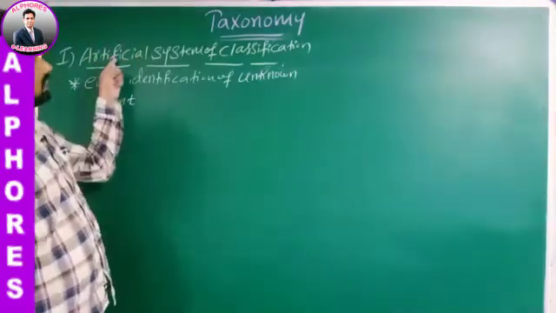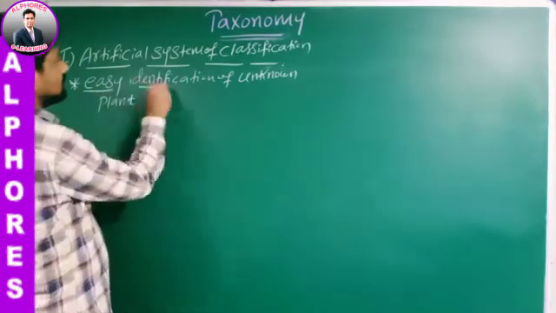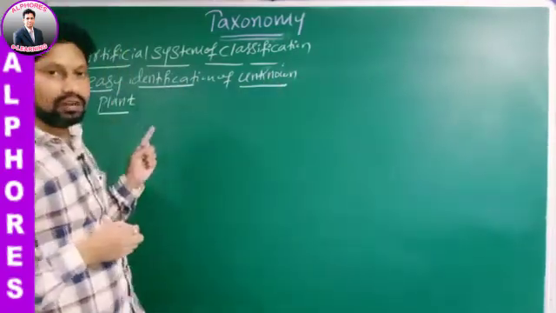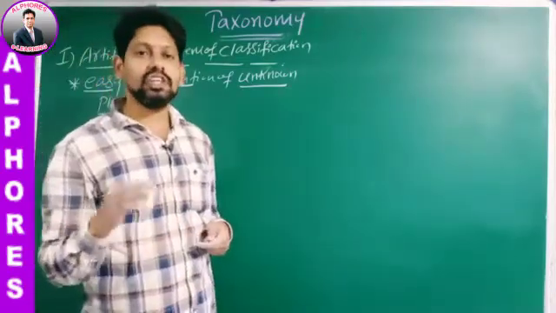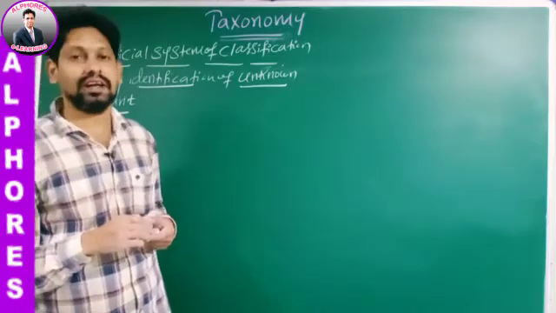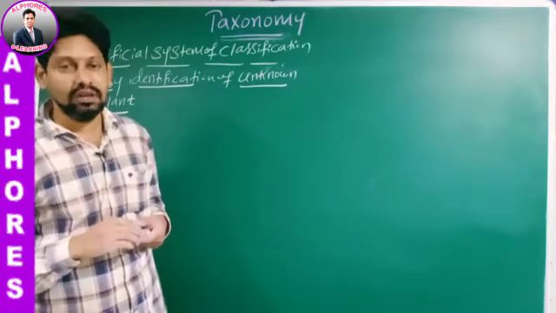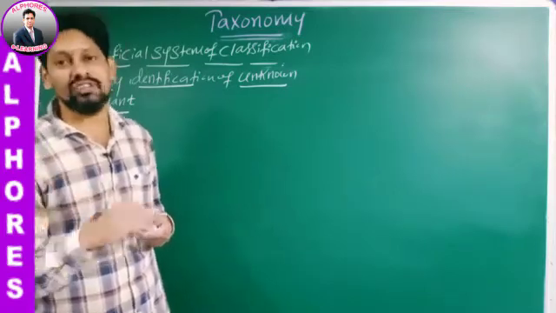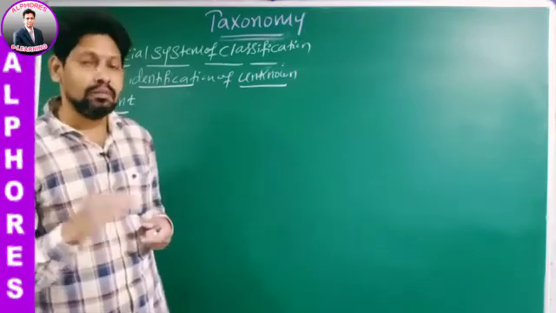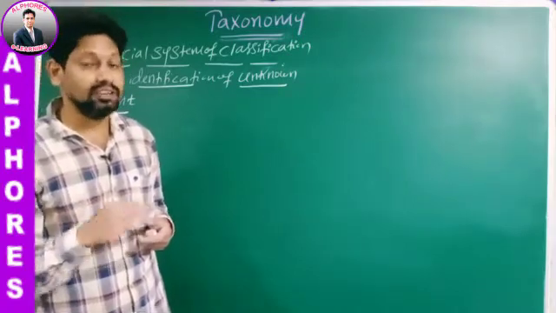We are discussing the artificial system of classification. Just now I told, it is used for easy identification of an unknown plant. The artificial system of classification gave equal importance to vegetative characters and floral characters, which is not acceptable. Why? Because vegetative characters go on changing with change in environment. So if we classify organisms based on vegetative characters, which keep changing with the environment, then it will be a problem.